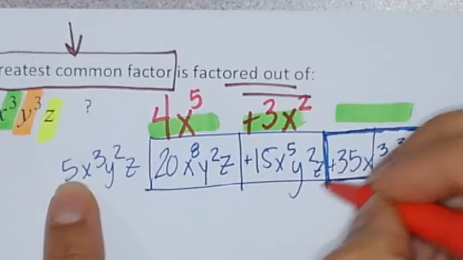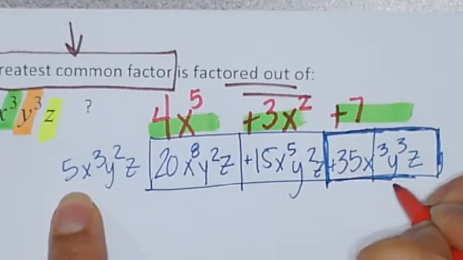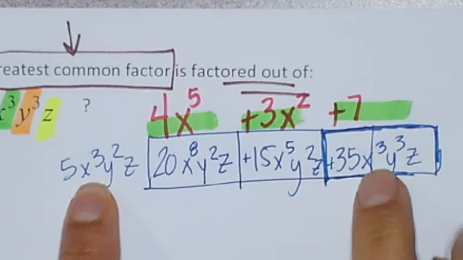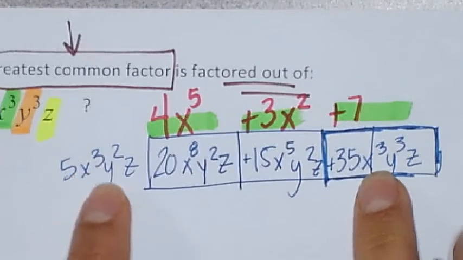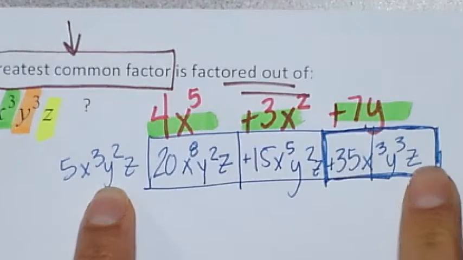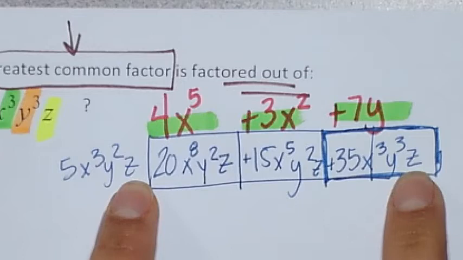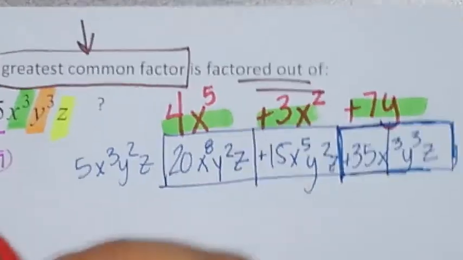And the next one would be 5 times 7, that gives me 35. X to the 3rd, I already have x to the 3rd, so I don't need x's. Y squared, over here I have y to the 3rd, so I need one more y. Z, I already have z, and I need z, so done. So this would be the remaining polynomial.